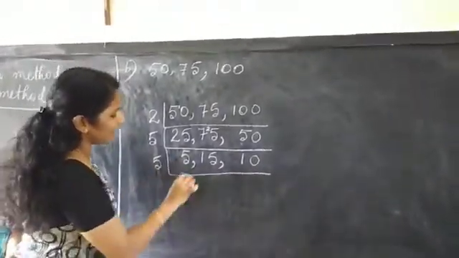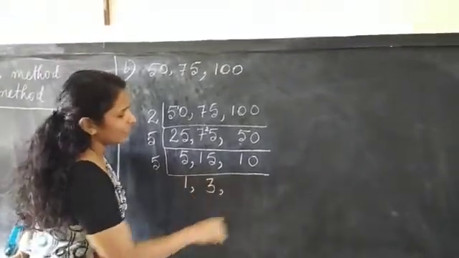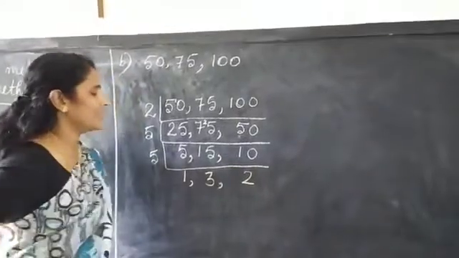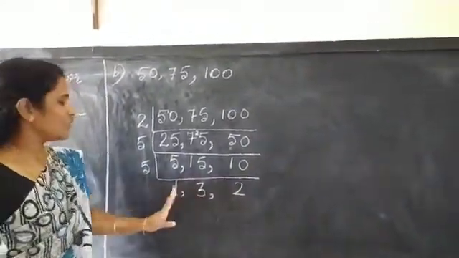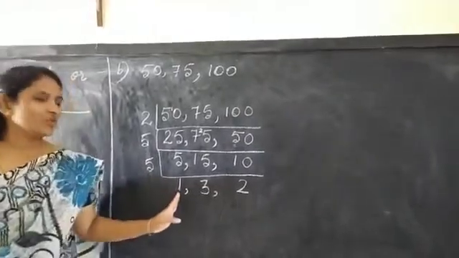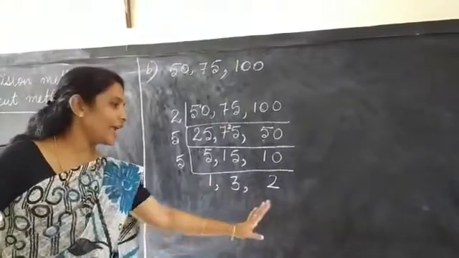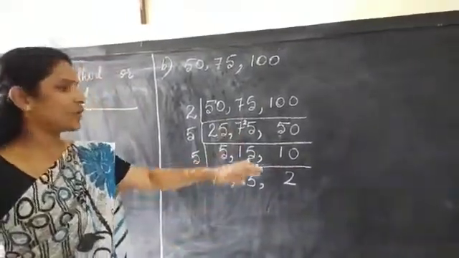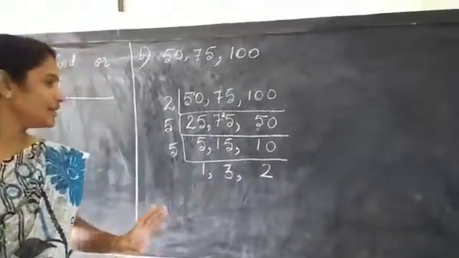How many 5's are 5? 5 1's are 5. 5 3's are 15. 5 2's are 10. 2 is a prime number, 3 is a prime number and 1 is a unique number. There is no chance of having any common factors for 1, 3 and 2. It means we cannot continue the process. These are the undivided numbers.